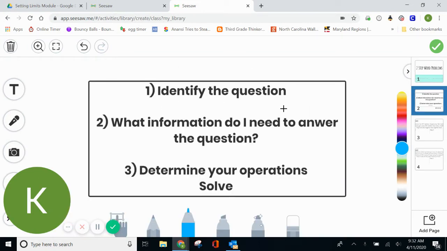I always need to identify the question in the problem. I need to then figure out what information I need to answer the question. And finally, I'm going to determine my operations and solve. Let's apply these three things to the very first practice problem.